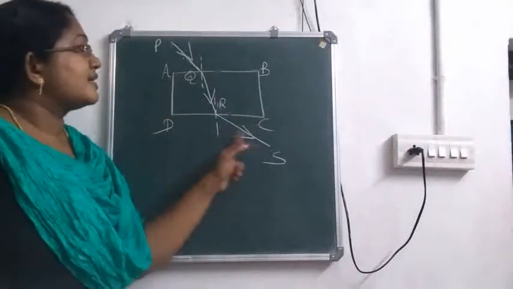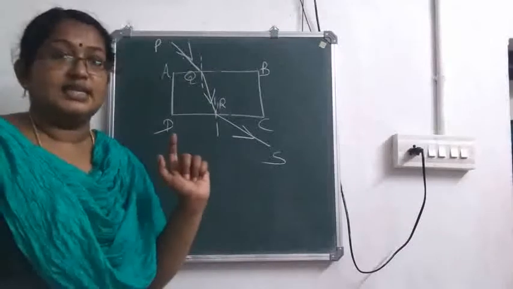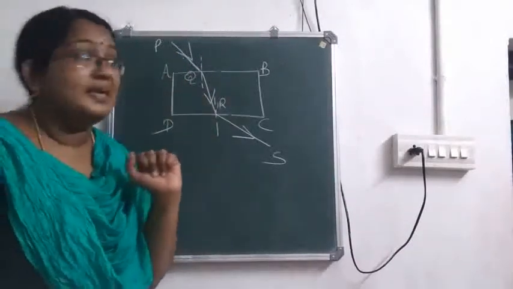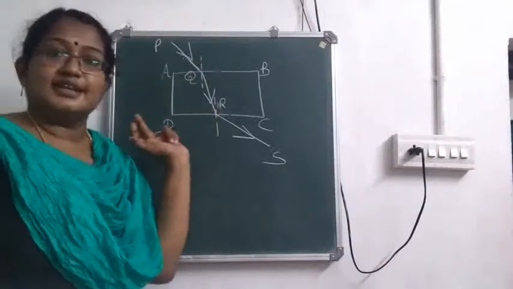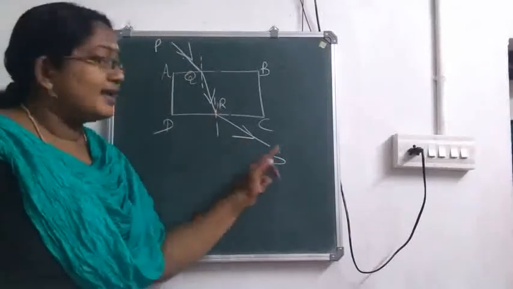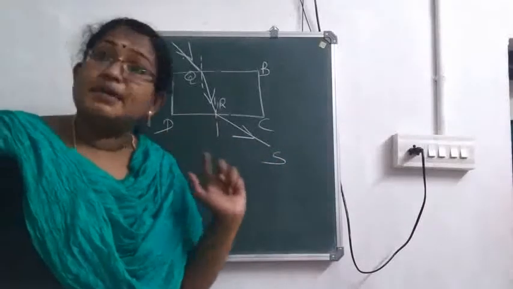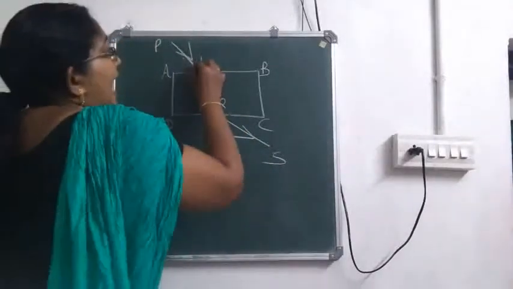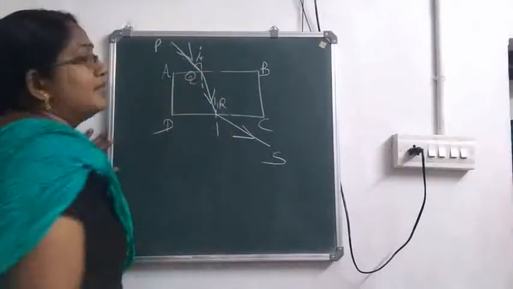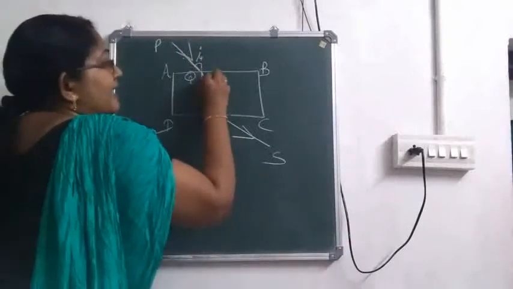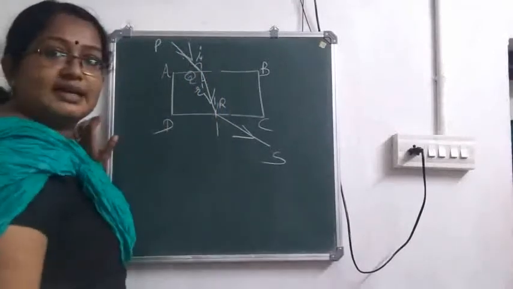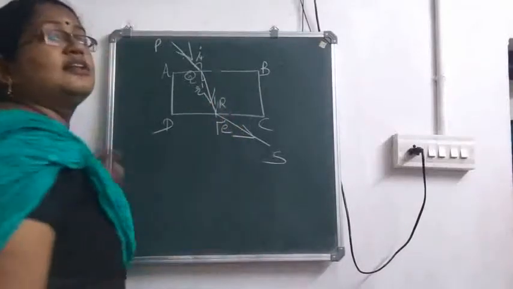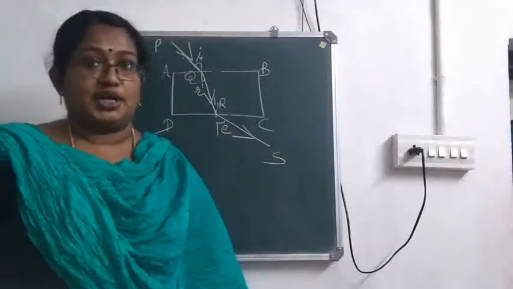So I have considered a rectangular glass slab ABCD. PQ is the incident ray which hits on the surface AB. Then QR is the refracted ray and RS is known as the emergent ray. Okay, RS is the emergent ray. Now, the angle between the incident ray and the normal is the angle of incidence. The angle between the refracted ray and the normal is the angle of refraction. And the angle between the emergent ray and the normal is the angle of emergence.